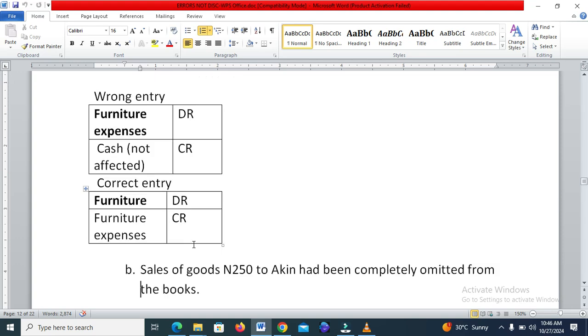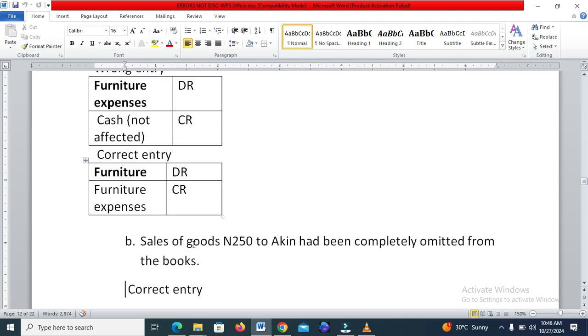Now let's look at the second one. I'm going to do a rundown of all these errors one after the other before we now move into the preparation of the journal proper. Sales of goods 250 naira to Akin had been completely omitted from the books. This is an error of complete omission.